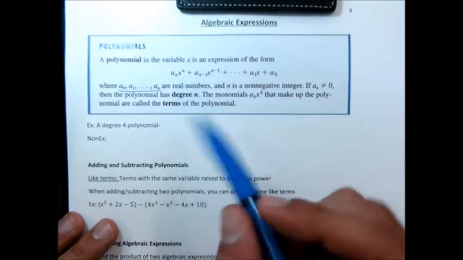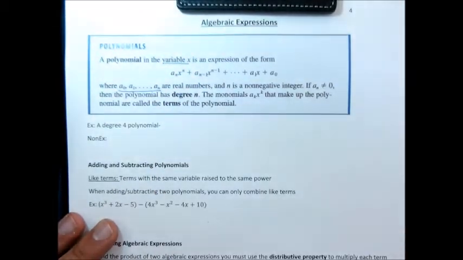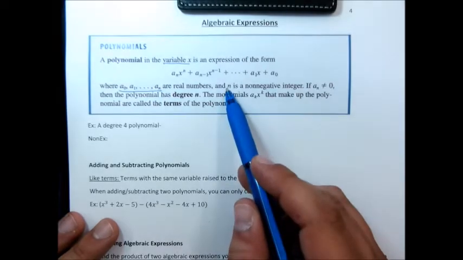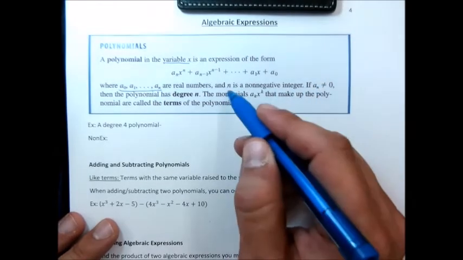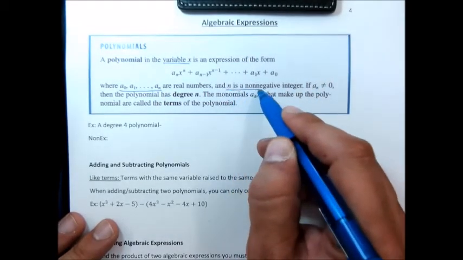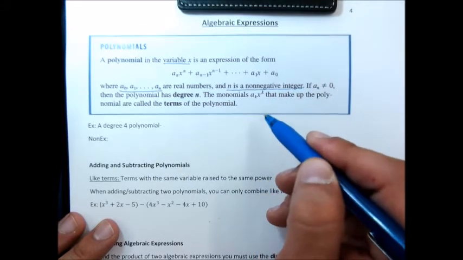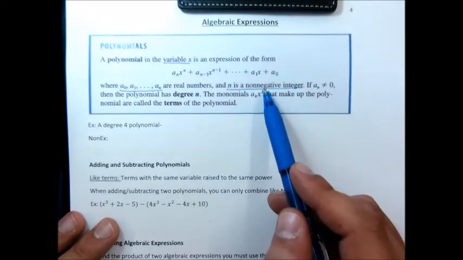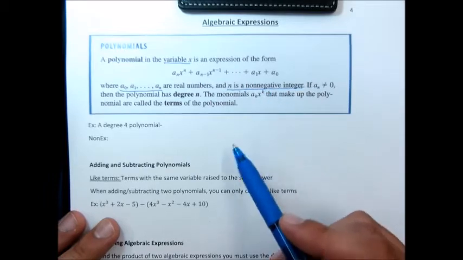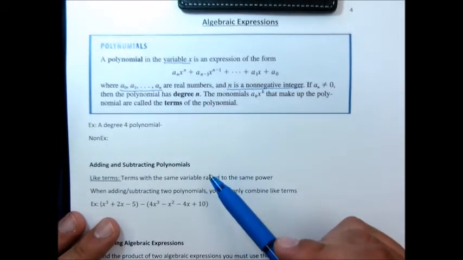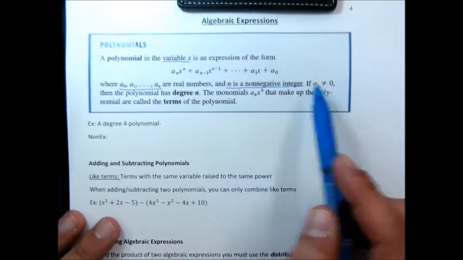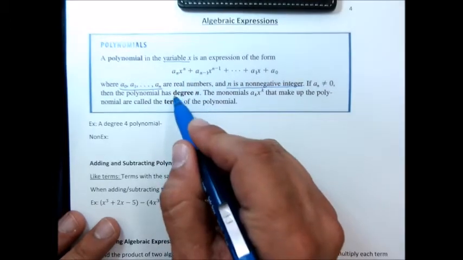x is the variable, right? We already said that the variable is x. And n is some non-negative integer. I think we mentioned this before, but what's an integer again? A whole number. So some non-negative whole number, so 1, 2, 3, 4, 5, 6, something like that. Okay. As long as the first term isn't 0, we say this thing has degree n.